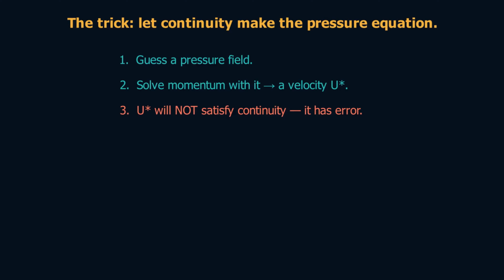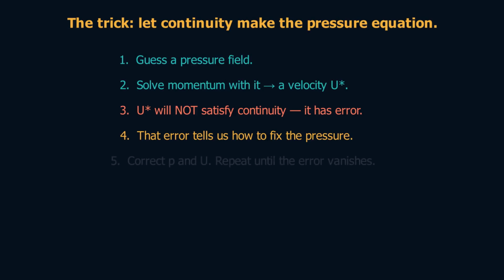We feed that continuity error into a new equation, derived by combining momentum and continuity, that tells us exactly how to adjust the pressure to reduce it. That is our manufactured pressure equation. We correct both pressure and velocity, and repeat. Each pass, the continuity error shrinks until the fields are consistent.